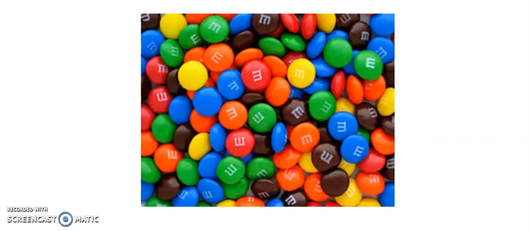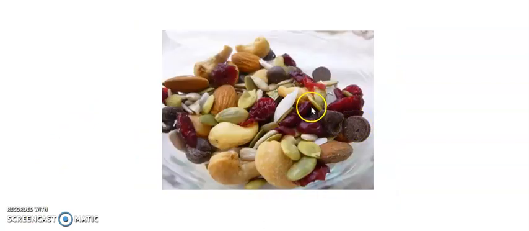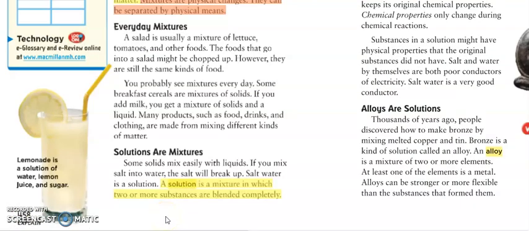Another example of a mixture is nuts. You can see different types of nuts here, so we can separate them easily. A mixture is a physical combination of two or more kinds of matter, and we can separate them easily from each other. Okay, guys, let's talk about solutions right now.